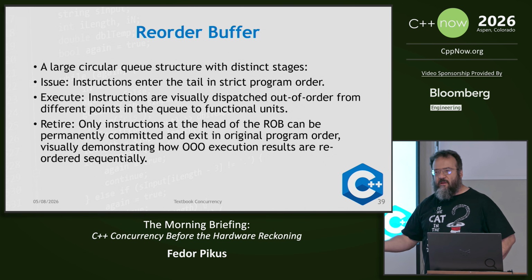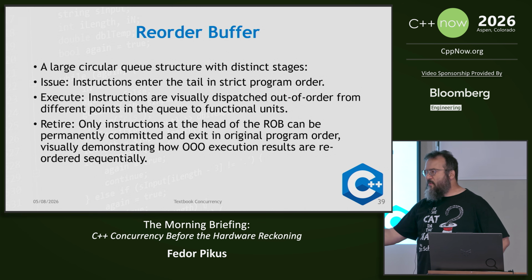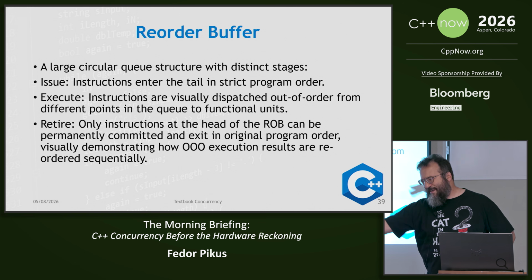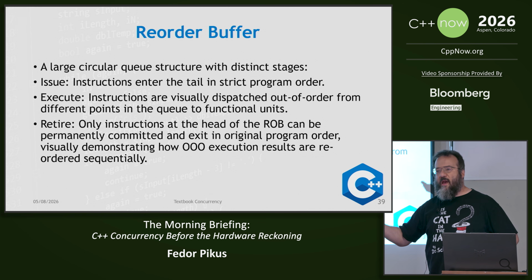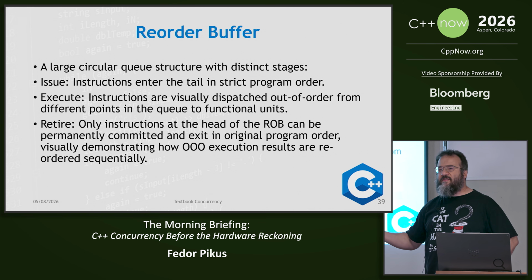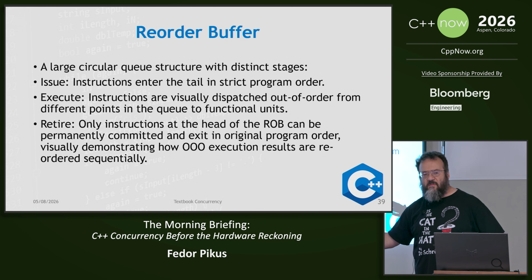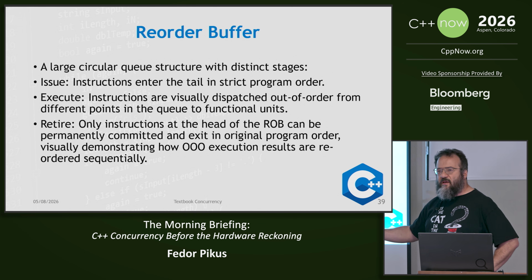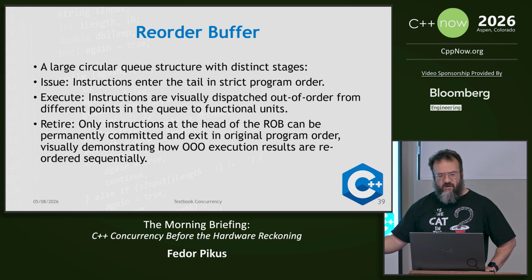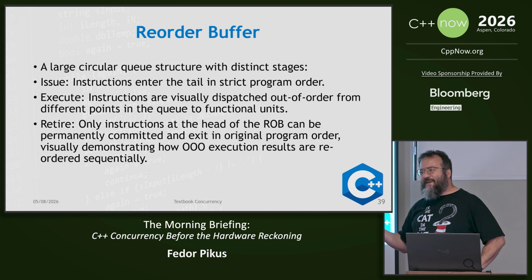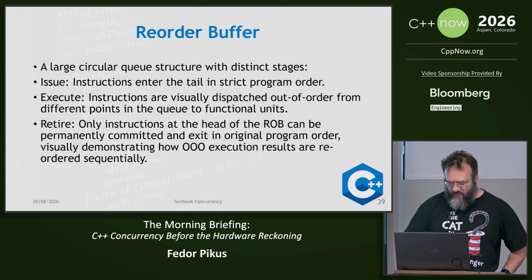There is execution. CPUs peek at the reorder buffer, yank out things they can execute, and do that. And they can execute anything that has all of its dependencies met, in any order they want. And then there is retirement. That's when instructions exit the reorder buffer. Now, that again is done in program order.